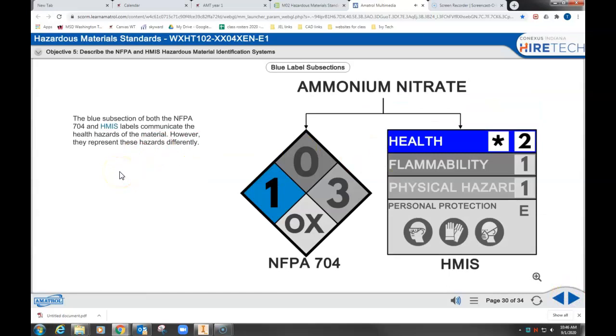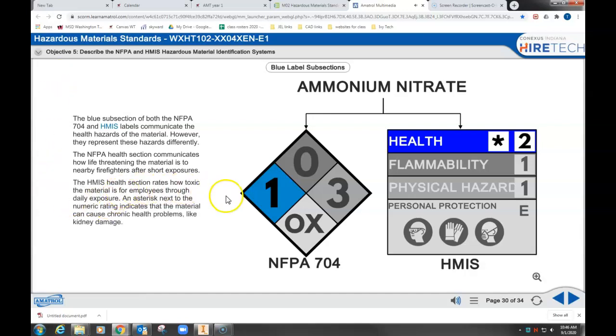The blue subsection of both the NFPA 704 and HMIS labels communicate the health hazards of the material. However, they represent these hazards differently. The NFPA health section communicates how life-threatening the material is to nearby firefighters after short exposures. The HMIS health section rates how toxic the material is for employees through daily exposure. An asterisk next to the numeric rating indicates that the material can cause chronic health problems, like kidney damage.